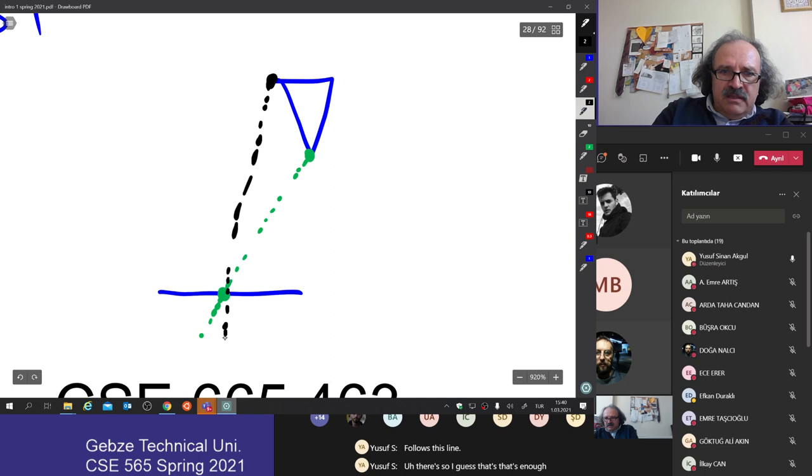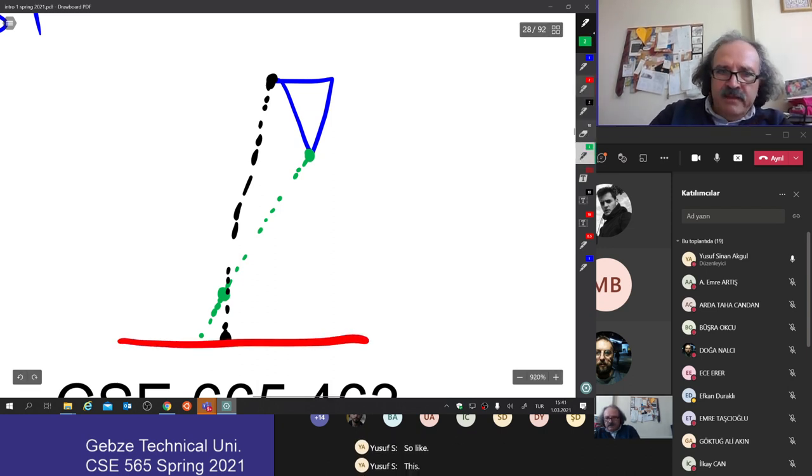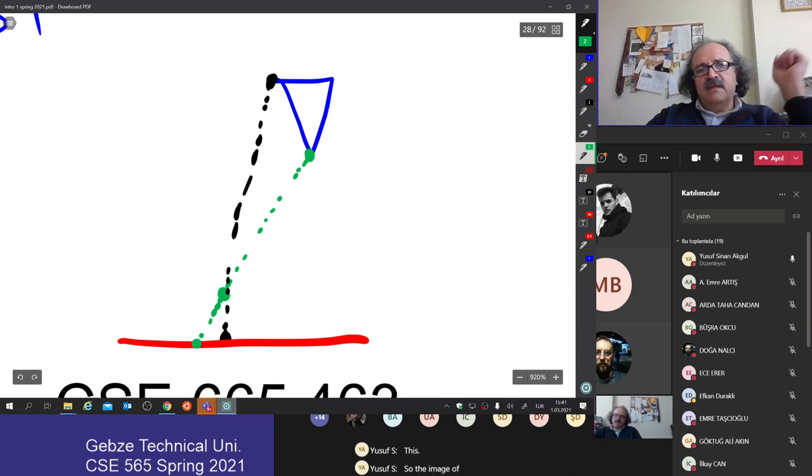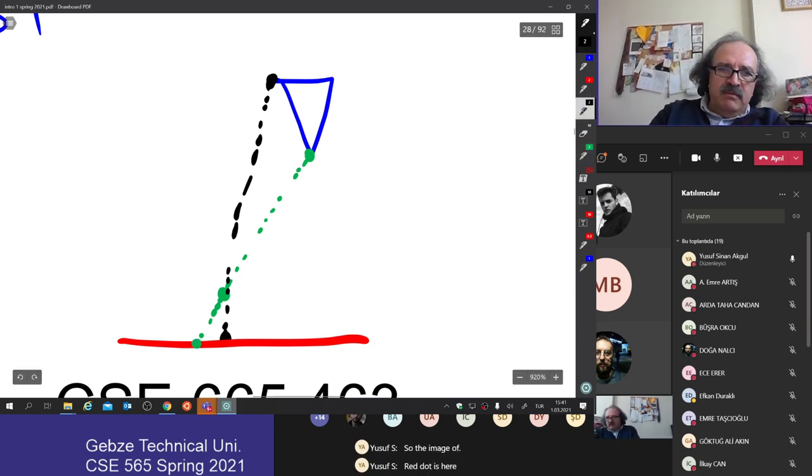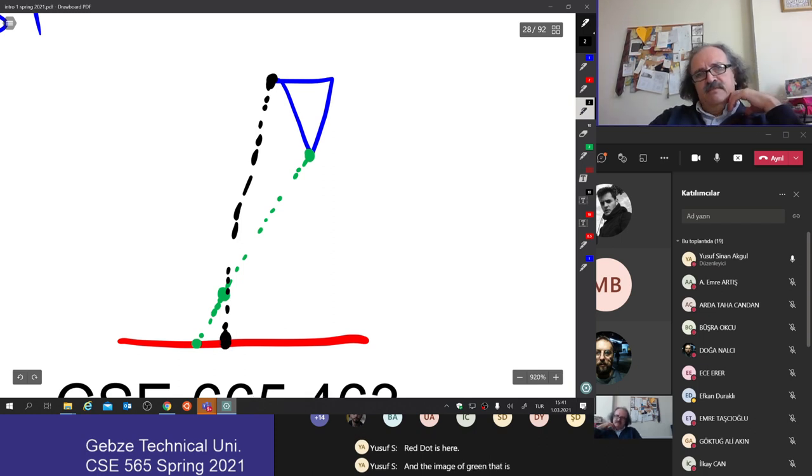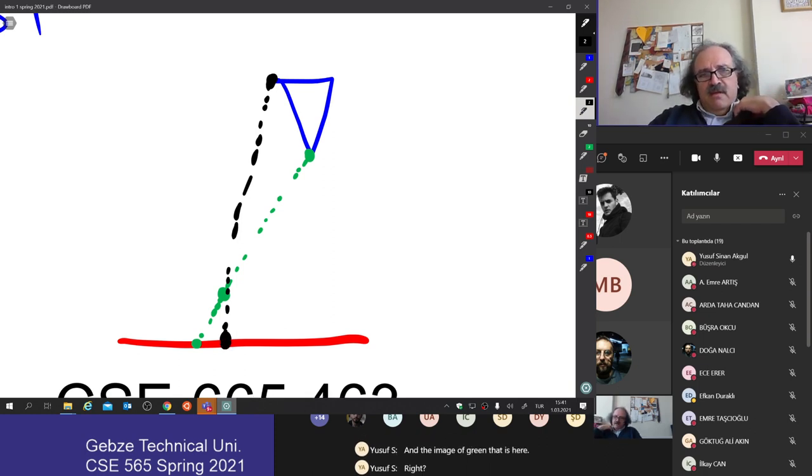So the image of the red dot is here and the image of the green dot is here, right? That's how my object looks on my camera. By looking at this picture, I cannot say anything about the depth of this red dot or the green dot.